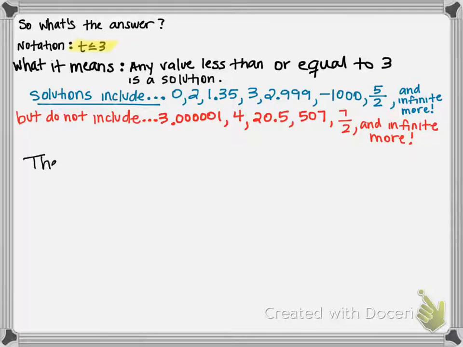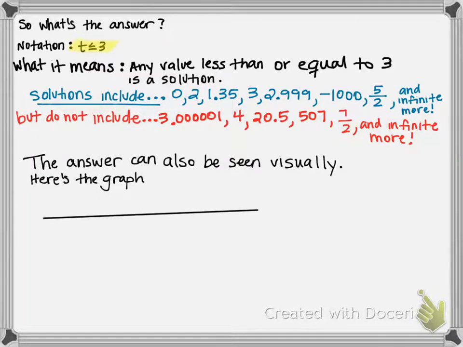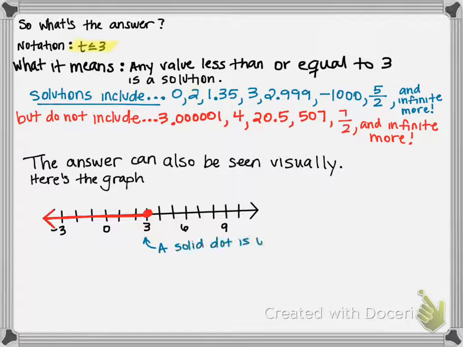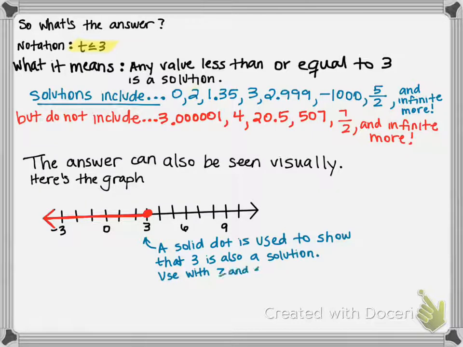All right, so the answer can also be shown visually or graphically. So you can write single solutions. You can write it in the notation t is less than or equal to 3. Or you can show it like this. Note that a solid dot is used right at that 3 to show that 3 is one of my answers. And I know that 3 is one of my answers because it is equal to 3. And also, I had already written it up here under my solutions. So we use a solid dot to say, hey, this is one of my answers.